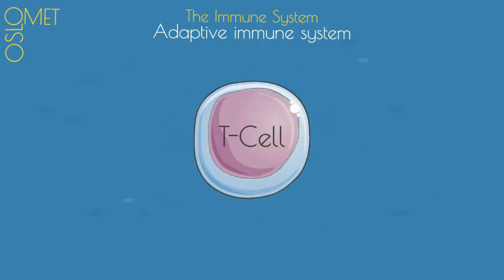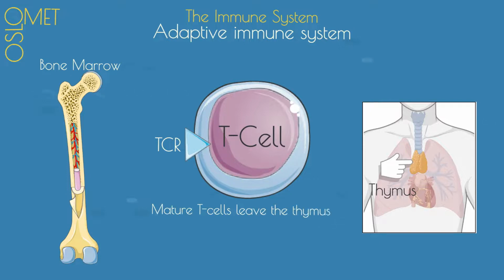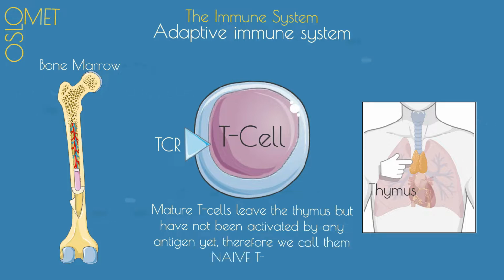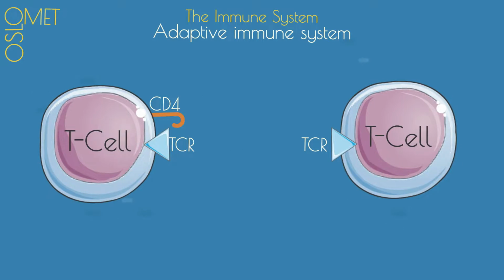Okay, let's take a look at T cells. T cell precursors also arise from the bone marrow, but their development will be in the thymus. And after a series of steps leads to expression of their receptors. Mature T cells leave the thymus but have not been activated by any antigen yet, therefore we call them naive T cells. T cells can express either CD4 or CD8 on their surface.